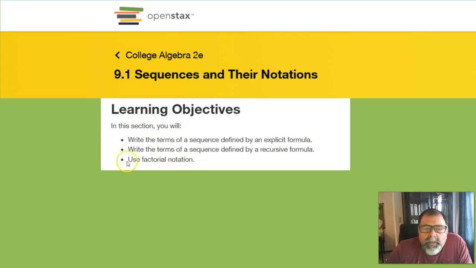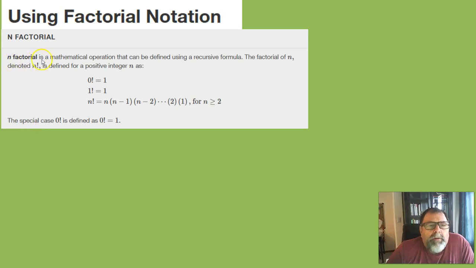Okay, the last learning objective: use factorial notation. A factorial is a mathematical operation that can be defined using a recursive formula. The factorial of n, denoted n with the exclamation point, is defined for a positive integer n as: 0 factorial is 1. That's a special case, so it's just defined that way. 1 factorial is 1. N factorial is n times n minus 1 times n minus 2, and so on, times 2 times 1, until you get to 1. Okay?